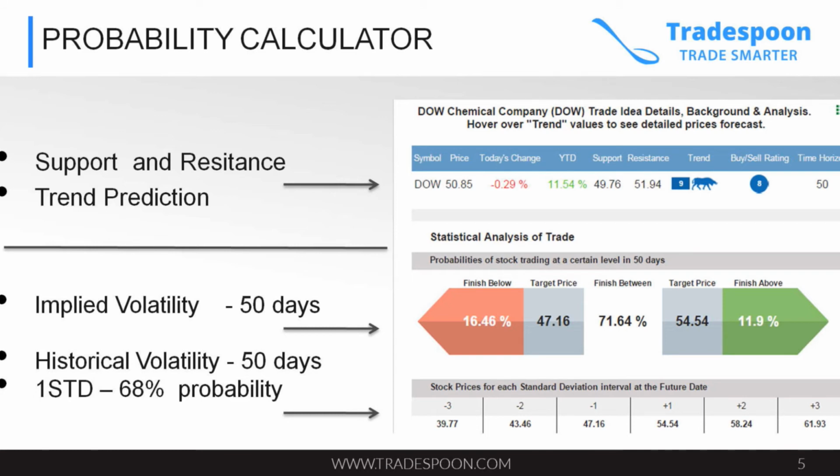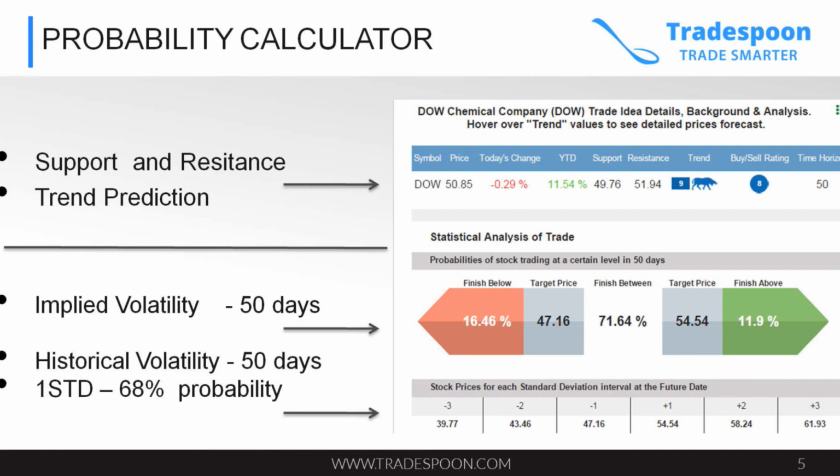Next, you see implied volatility for 50 days. Based on implied volatility, you can see the red and green arrow. Green arrow shows you, so for this Dow Chemical company, what is the probability of the stock being higher than $54.54? Well, that's only 11.9%. That means roughly 11% of the time you will be correct if you buy the 55 call. So if you buy the 55 call and you're only right 10% of the time, that's probably not the best strategy if you're bullish on Dow.